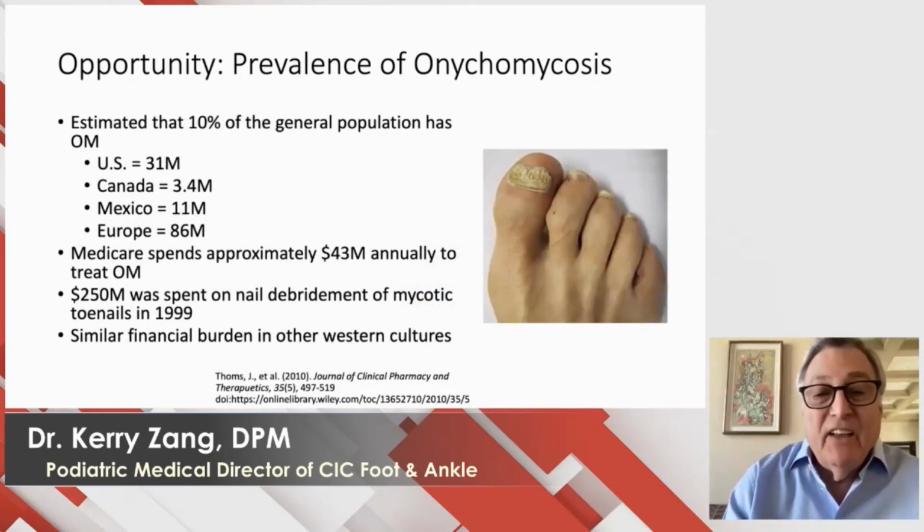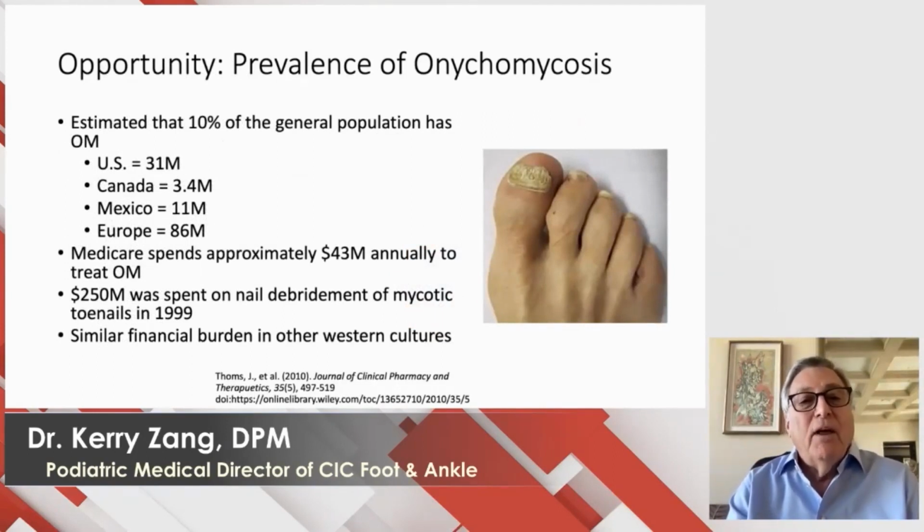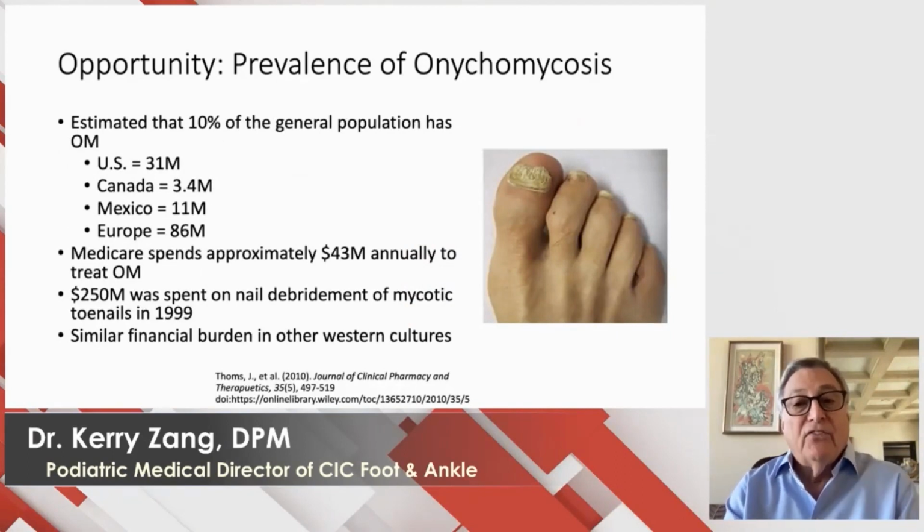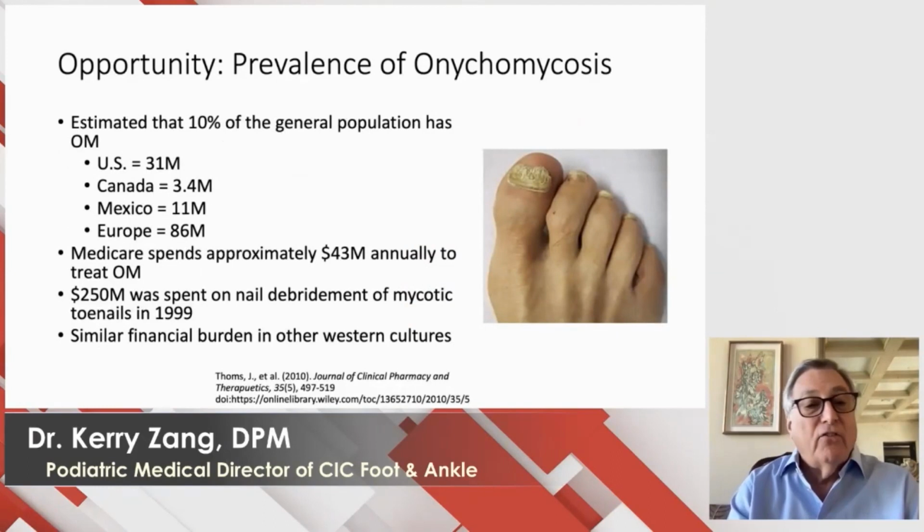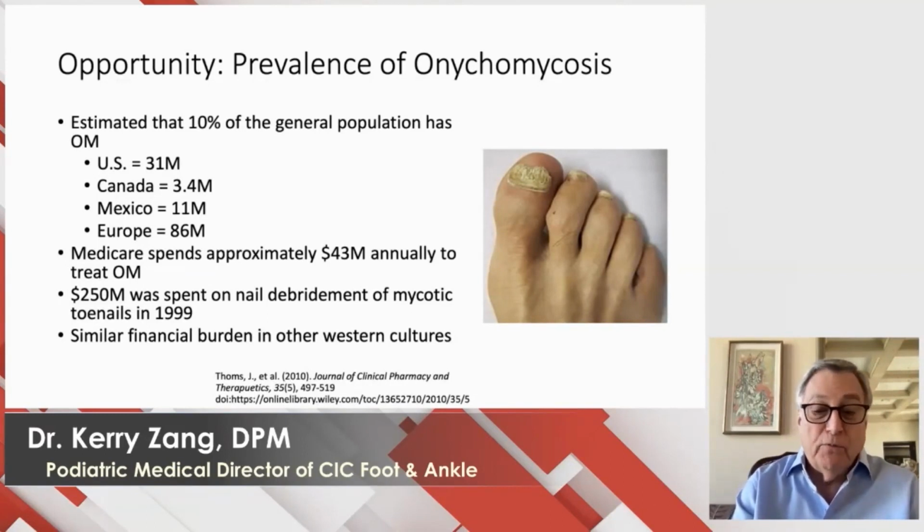Onychomycosis is a worldwide condition. It's estimated that 10% of the general population has clinical nail fungus. The United States has over 31 million people. Canada has 3.4 million. Mexico, over 11 million. Europe is 86 million. And in the United States, Medicare spends approximately $43 million a year to treat clinical nail fungus. $250 million is also spent on nail debridement of the mycotic toenails, and this was back in 1999. And this has been an increasing problem, and every year the percentage is going up.